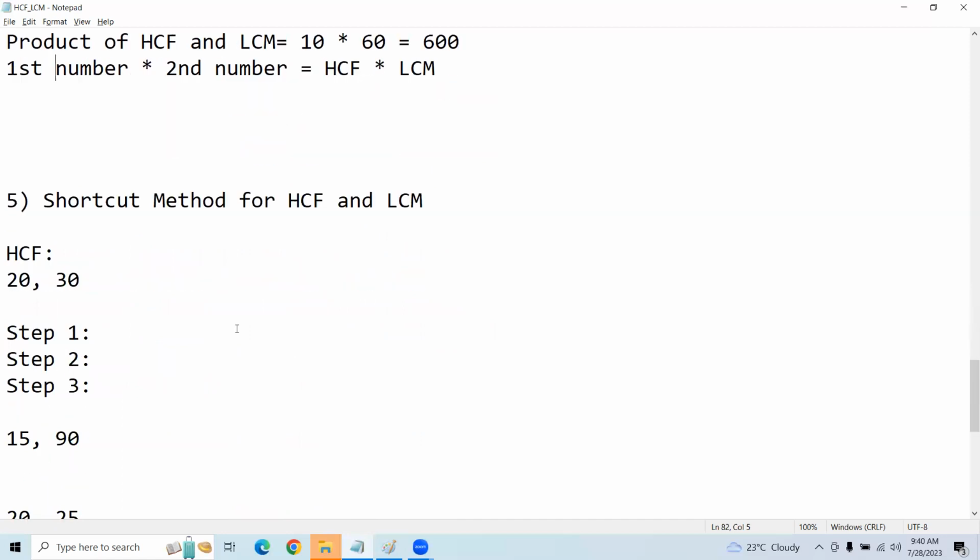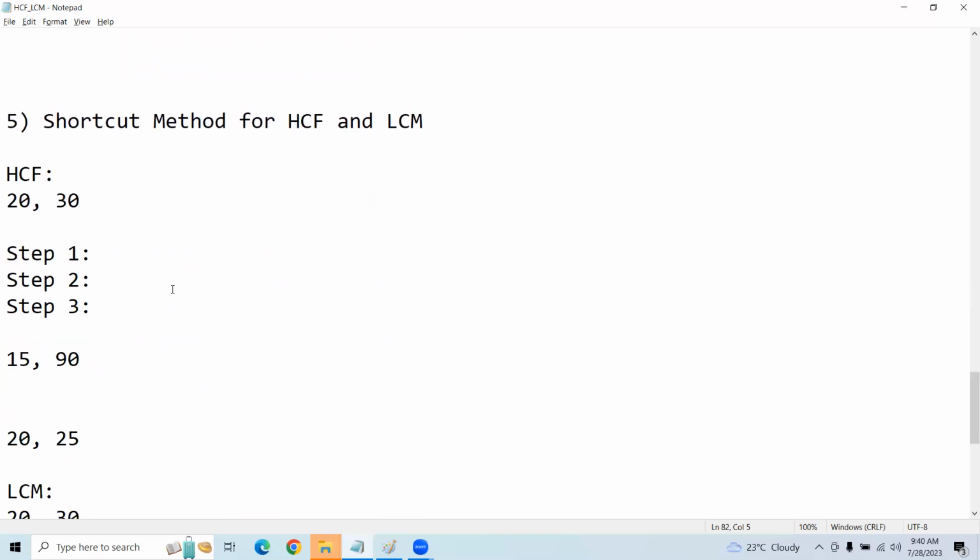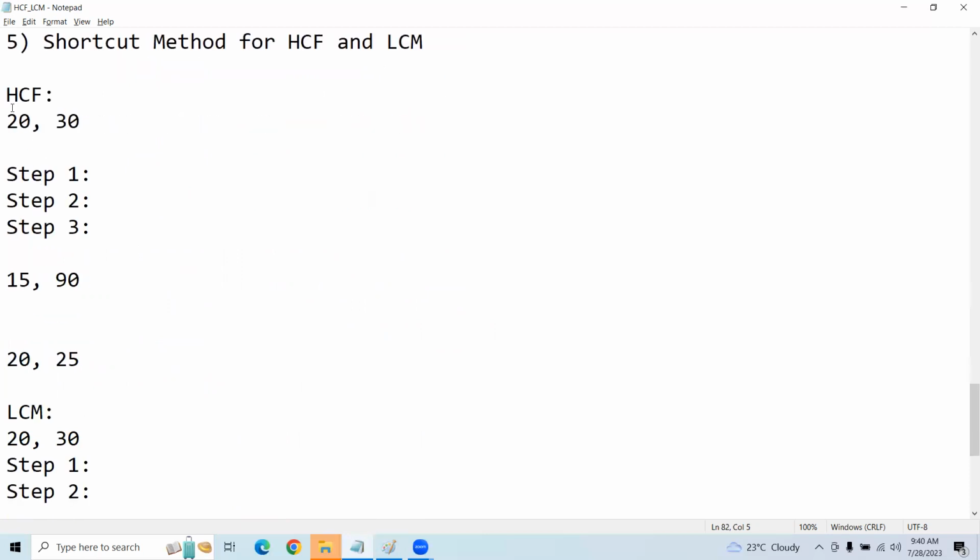Now we will look at the shortcut method for finding HCF and LCM both. This should be able to help you and you can find the HCF and LCM orally. So let's look at the HCF first. So we have to find the HCF of 20 and 30.